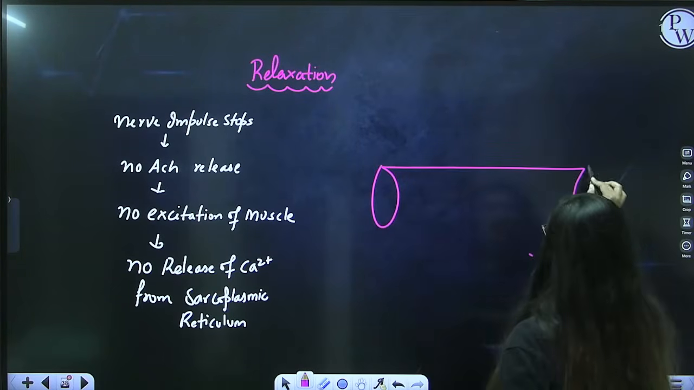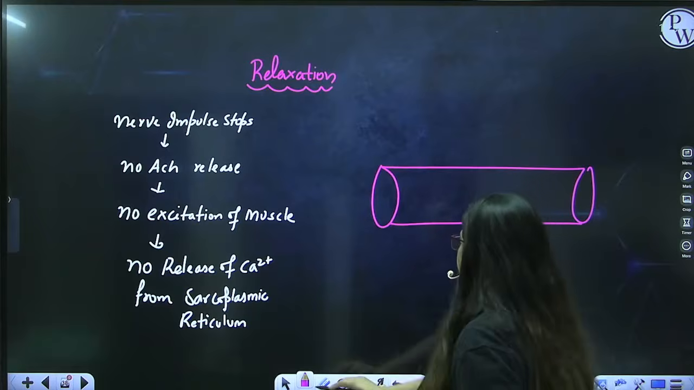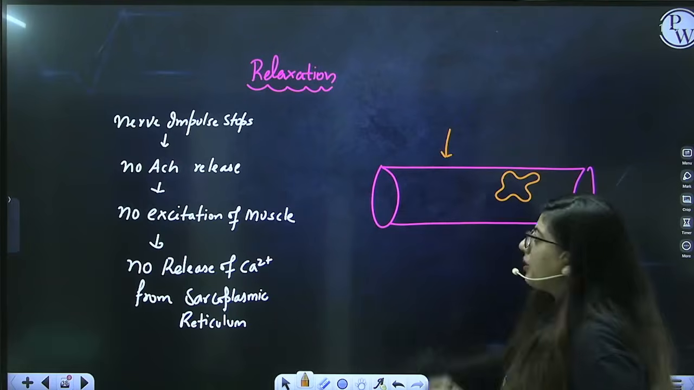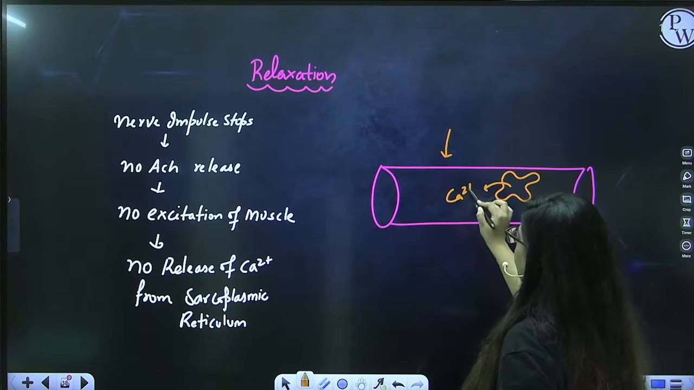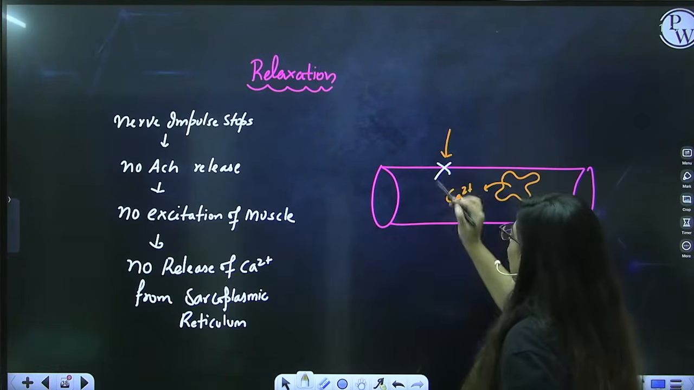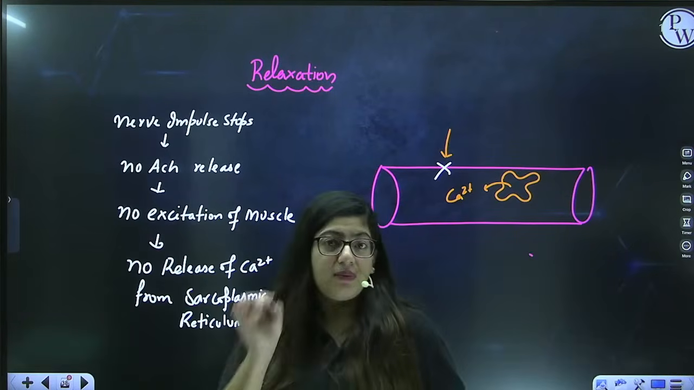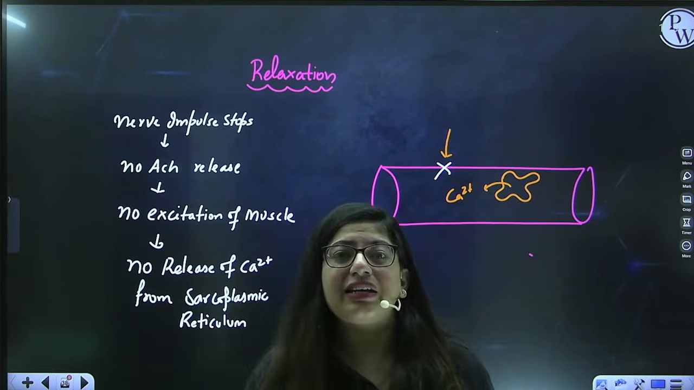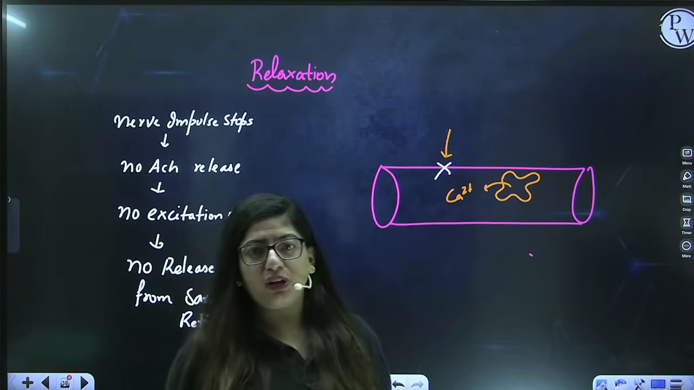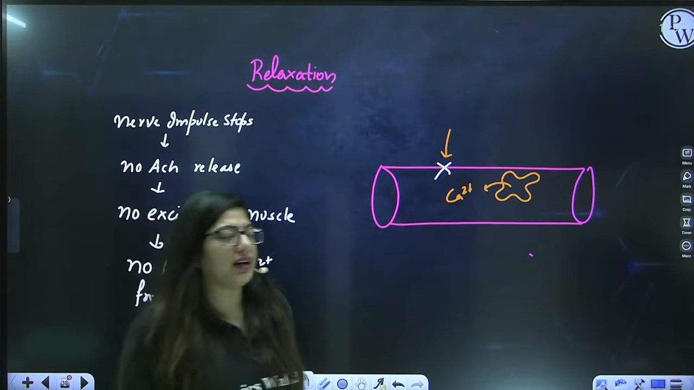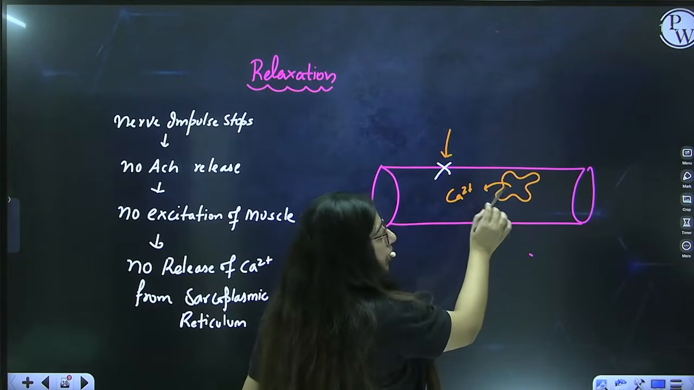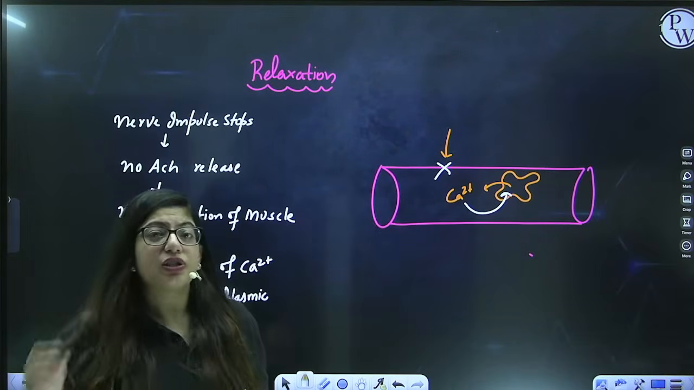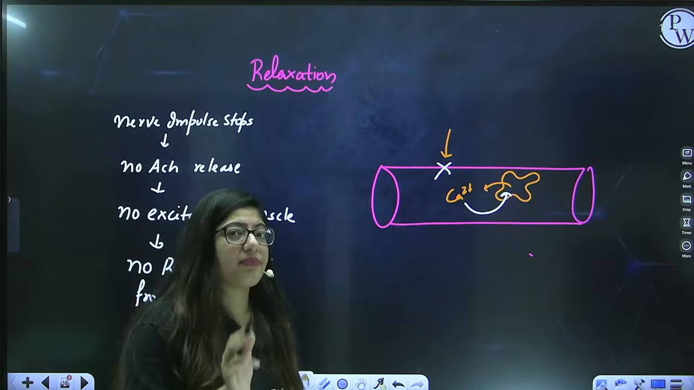Imagine this is a muscle cell and these are sarcoplasmic reticulum. During the first contraction or first nerve impulse, this has released some calcium ions. But immediately the nerve impulse stops and we want to stop the muscle contraction, but calcium ion is already present inside the cytoplasm. Then in that case, this sarcoplasmic reticulum will take the calcium ions back. You heard it right. So sarcoplasmic reticulum can also take back the calcium ions.